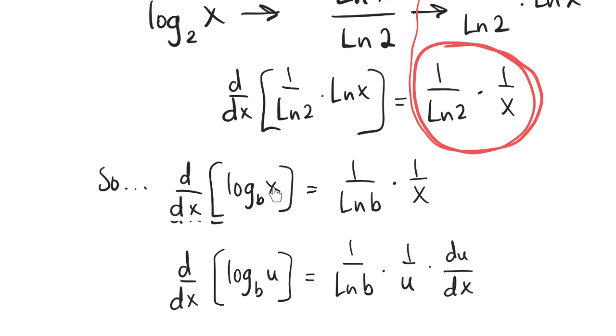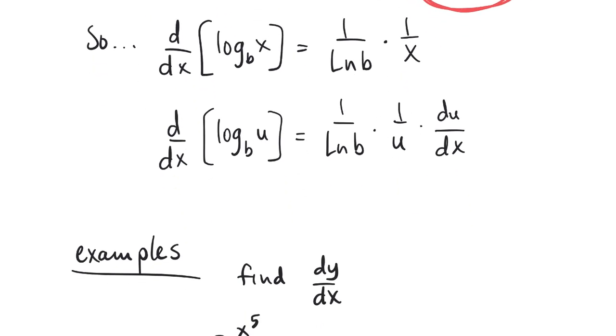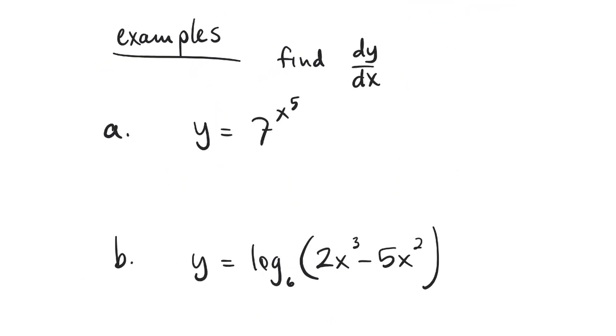Or if the expression inside the logarithm is anything other than x, then we can do a chain rule. So the derivative of log base b of u is 1 over the natural log of b, b is the base of that logarithm, times 1 over u, and now we do the chain rule, the derivative of u with respect to x. Okay, I know there was a lot of explaining, but we're going to have some examples here.